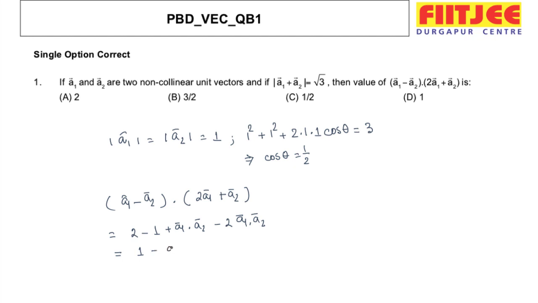So 1 minus a1 dot a2, and what is a1 dot a2? If you calculate separately what is a1 dot a2, you will see it is mod a1, which is 1, times mod a2, which is 1, and cos theta, theta is the angle in between them, so cos theta is half. So this answer is half, and that will be half also. So your correct choice should be option C. Move to the next question.